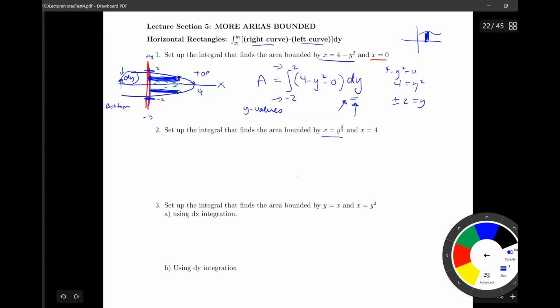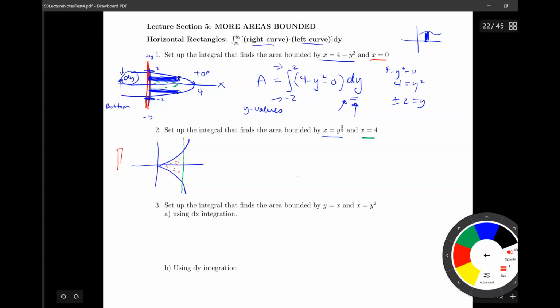All right, let's do another one. x equals y to the 2/3. This is another one of those basic graphs I just want you to know. And then the graph x equals 4 looks like this. So to find the area bounded, this is the area bounded. Again, I don't want to do rectangles, I'll draw it off to the side here.